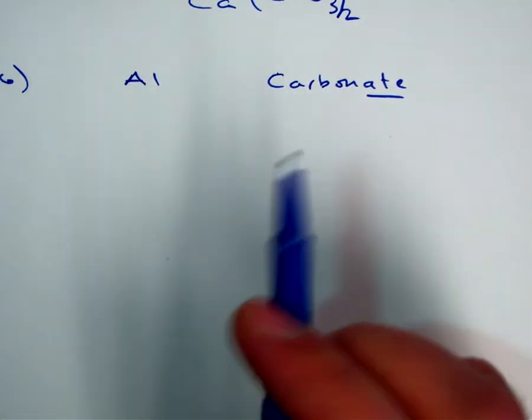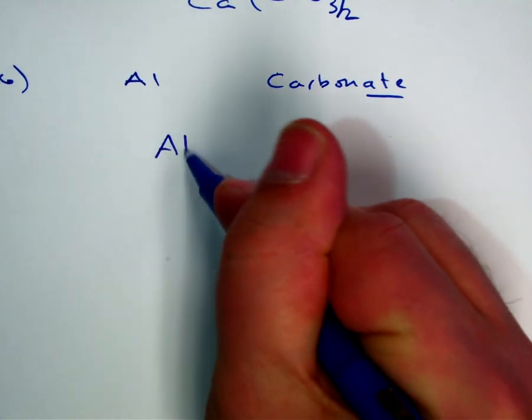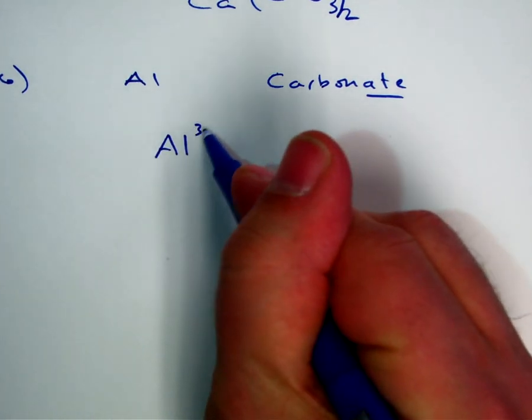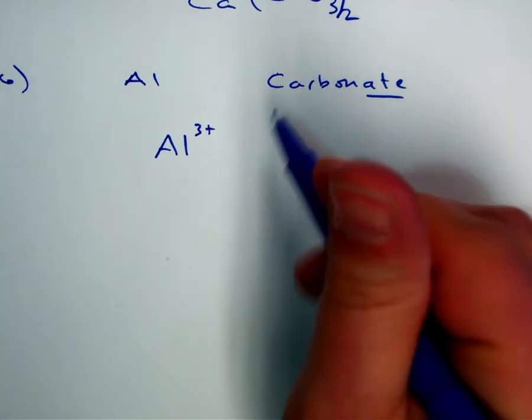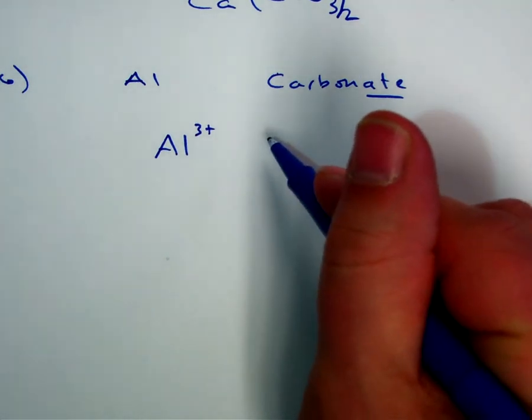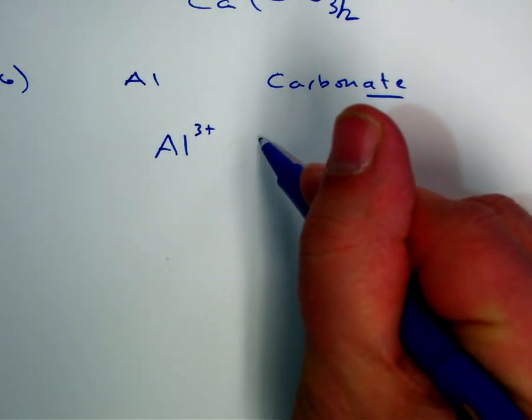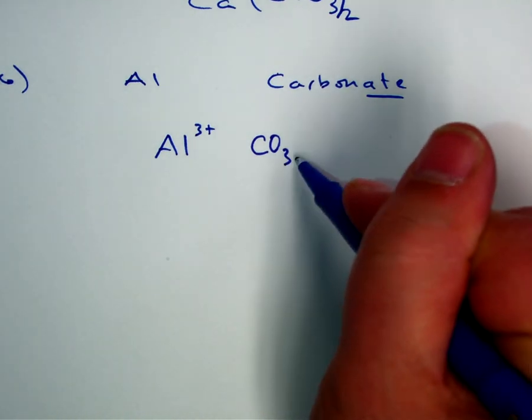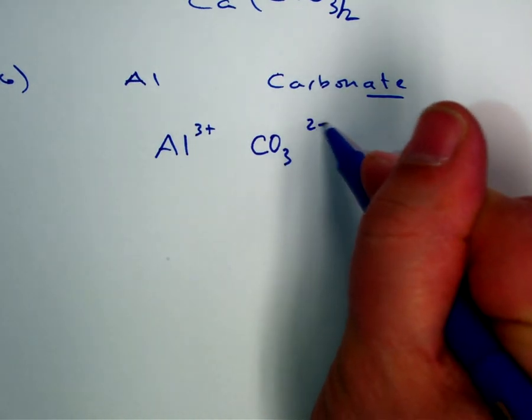Charge on an Al. We did this charge a couple times today already. 3 plus, right? Now carbonate, what's that thing's charge? It's 2 minus, and what's its formula? Okay. So on that table, when you look up carbonate, you'll find this CO3 with a 2 minus charge.